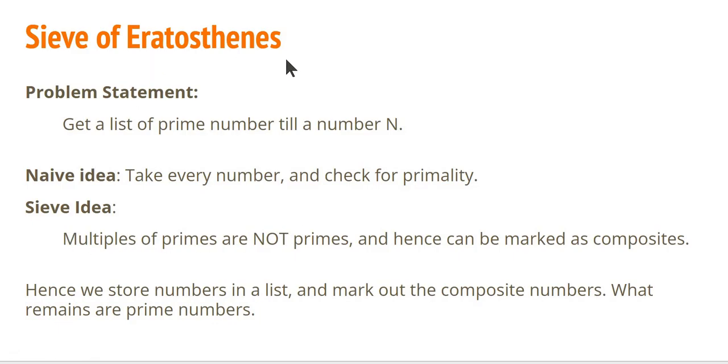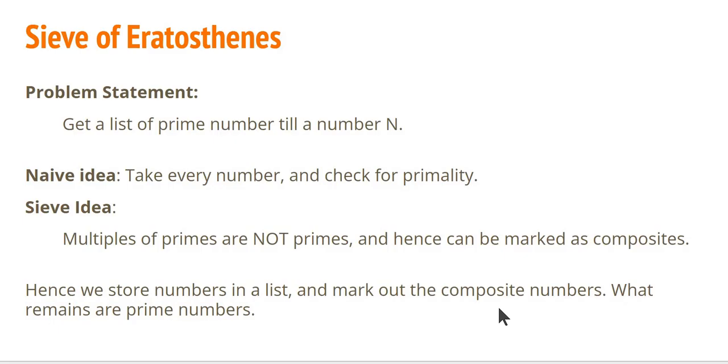of Eratosthenes. The rationale here is that multiples of prime numbers are not prime. So for example, multiples of 2, 4, 6, 8, and so on are not prime. Multiples of 3 are not prime. Multiples of 5 are not prime, and so on. Hence, these can be marked as composites. So basically, we store numbers in a list, mark out all the composites, and whatever remains is the list of prime numbers. So that's the idea.